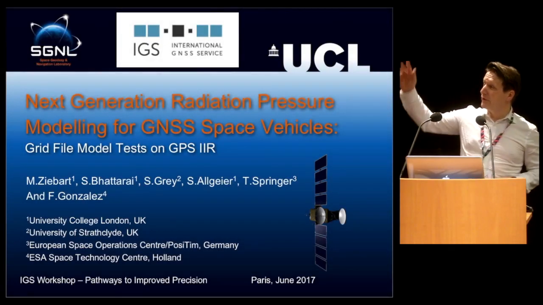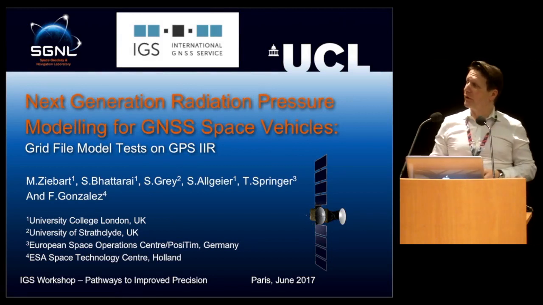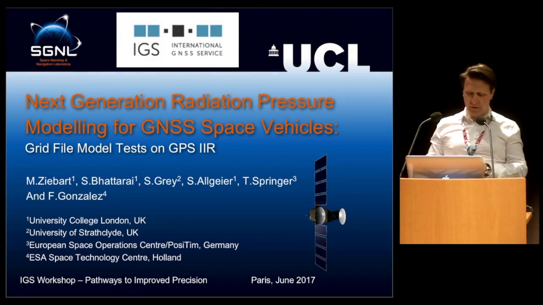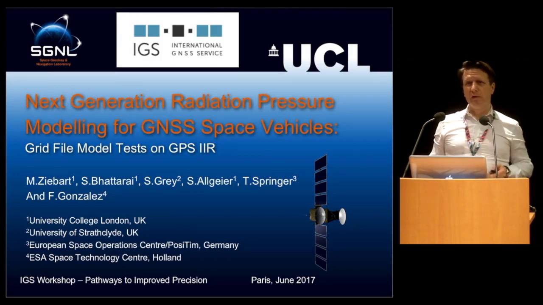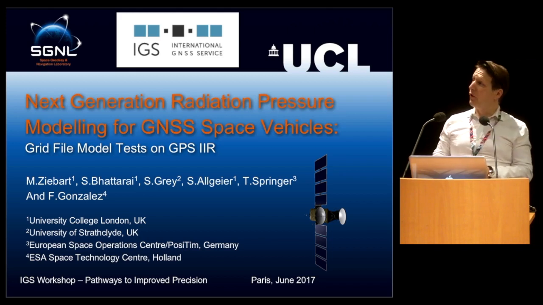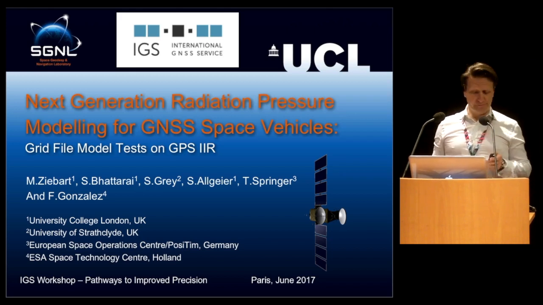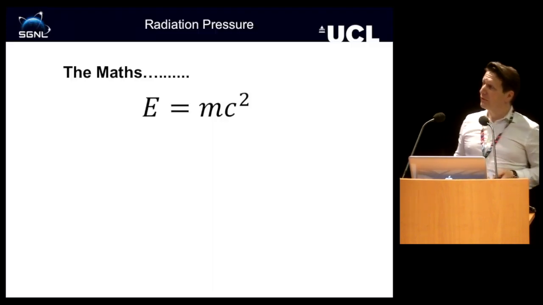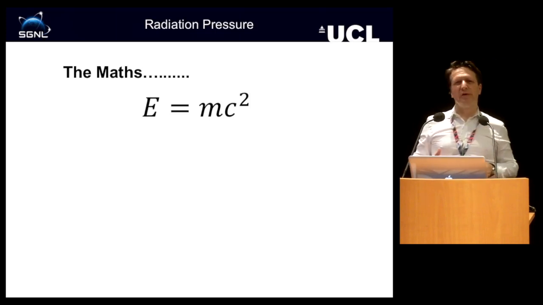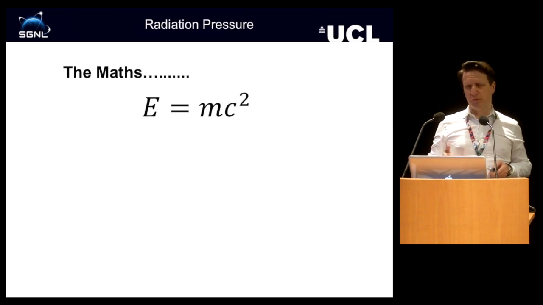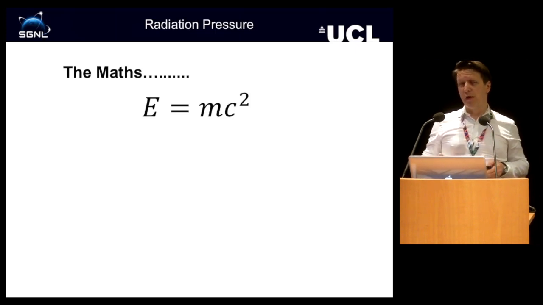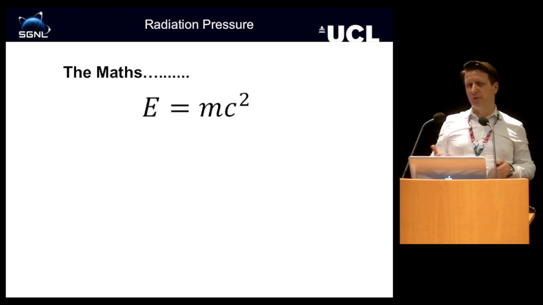So I'd like to obviously credit my colleagues who worked on this project. It's across several agencies. I'm going to be talking about techniques to model radiation forces on the GPS-2R spacecraft. Now, a lot of the process of orbit modeling involves calculating forces, developing models of forces on space vehicles. So in this case, I'm going to be talking about photon pressure.